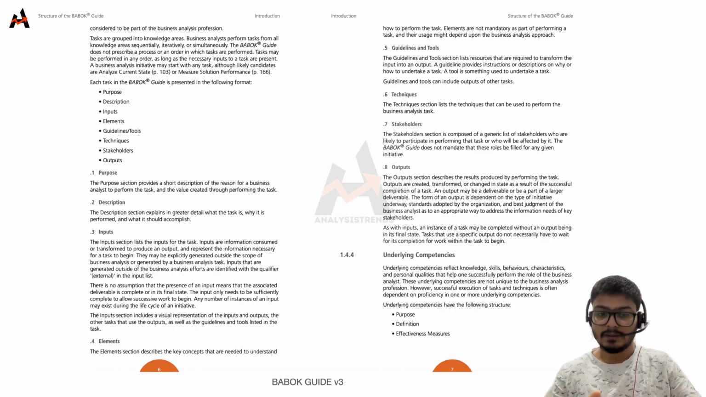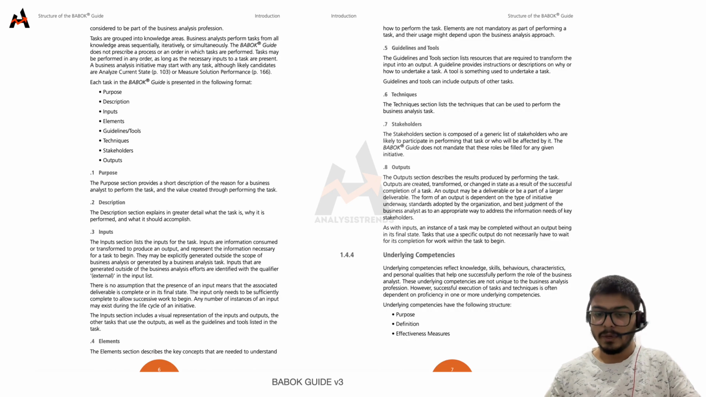So that's the purpose, description, input, elements, guidelines and tools, techniques, stakeholders and output for every knowledge area. For every knowledge area's topic, you will be able to find that the whole BABOK is in this format for the six knowledge areas. Then comes chapter number 8, uh, 9 I guess, yeah, underlying competencies. So competencies is nothing but your soft skills, interaction skills, communication skills, interpersonal skills. Everything is defined there. How do you behave, how do you talk, how do you speak, what are the things you need to be aware of around your surroundings and all those, right?